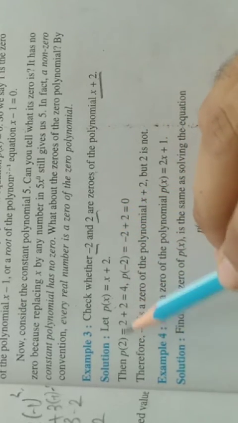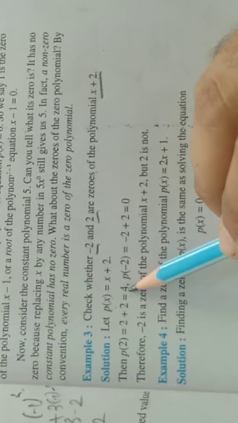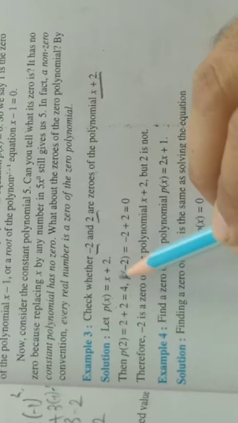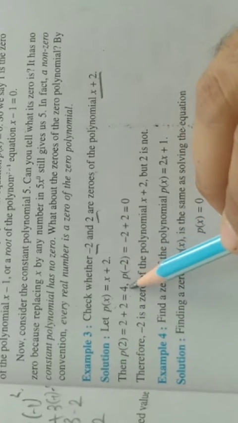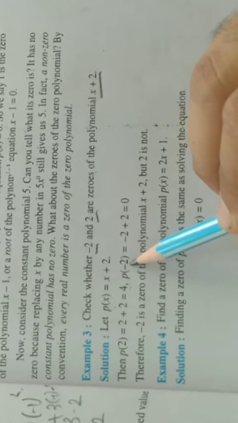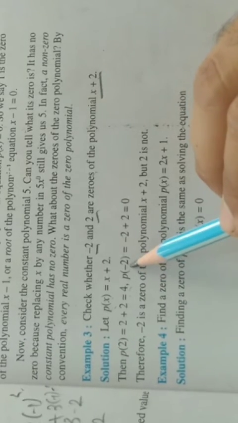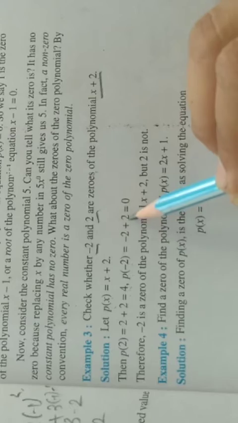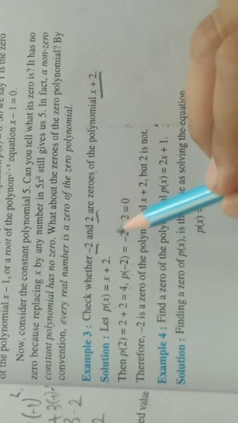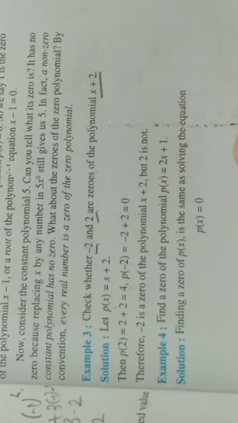So p of 2 is equal to 2 plus 2. So its answer is 4. So 2 is not a zero of the polynomial. Now put minus 2 in place of x. So p of minus 2 is equal to minus 2 plus 2. We got 0. So we can say that minus 2 is a zero of the polynomial.